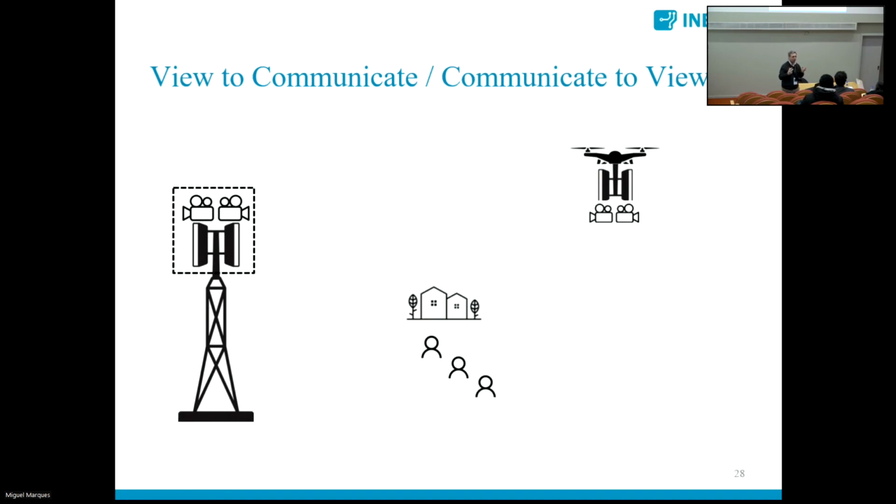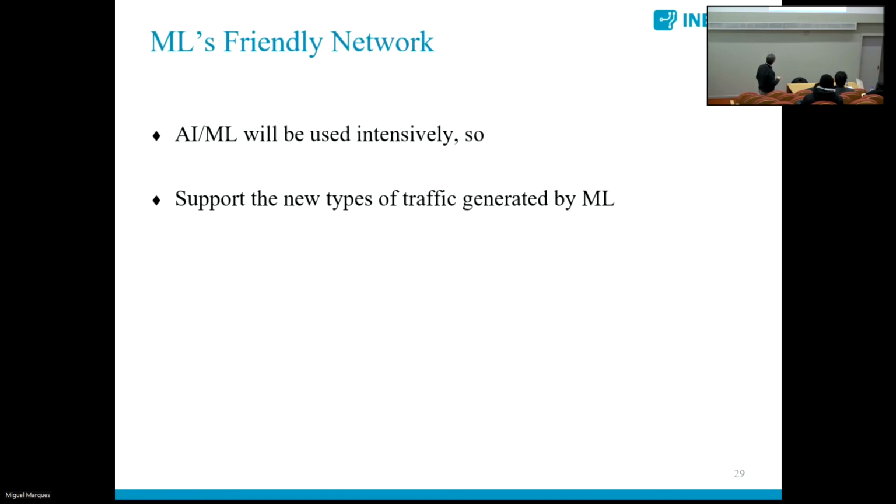So trying to combine this capacity of using cameras to observe what is happening and take advantage of it for communication is something that is also important and that we are starting to explore. And this topic is also important.